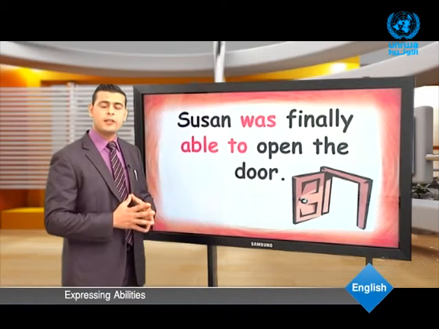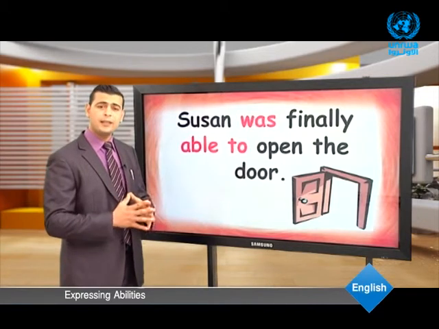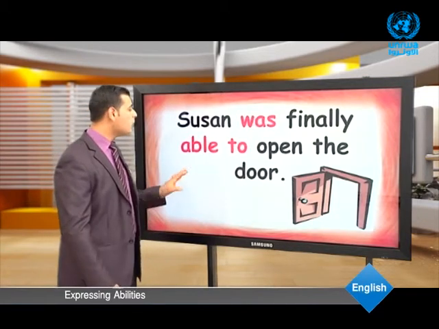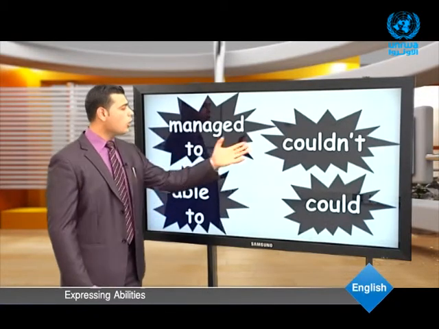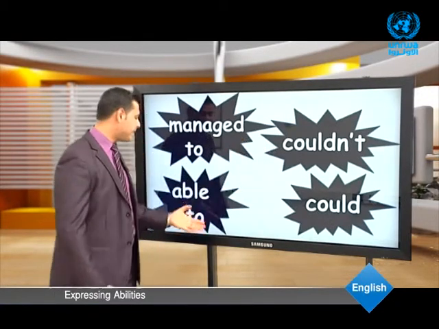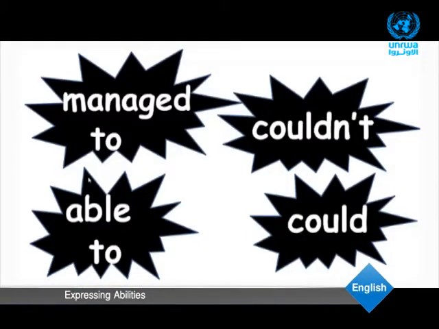All right, dear students. From the four sentences we have read, we can conclude that we used four different structures. We used managed to, couldn't, could, and able to.